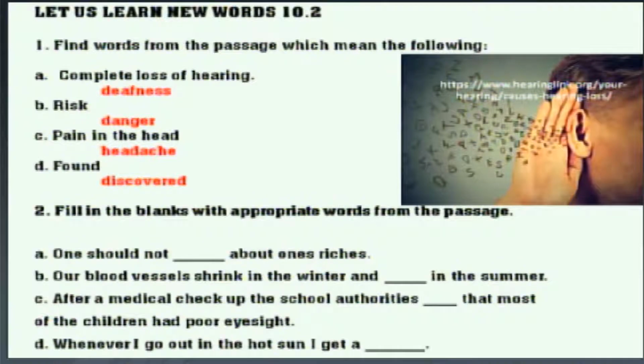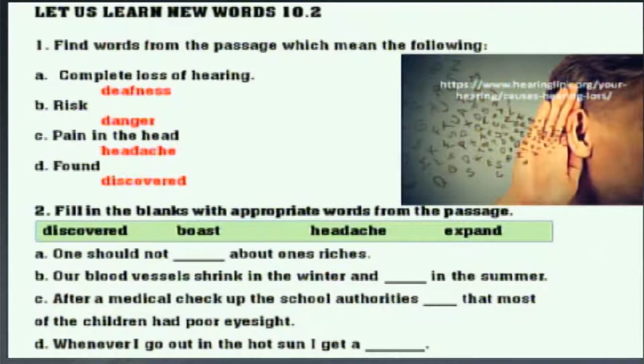Now let us come to the fill in the blanks, and we have options here. One should not boast about one's riches, means talk loudly about riches, to be proud of something. Okay, I am proud of being very rich. Like Nasir was boasting that he hardly had any effect, or he can sleep soundly even in the noise. But you see, he is under the impact of that noise. Though he was not realizing it, he was very much affected by the noises around him.